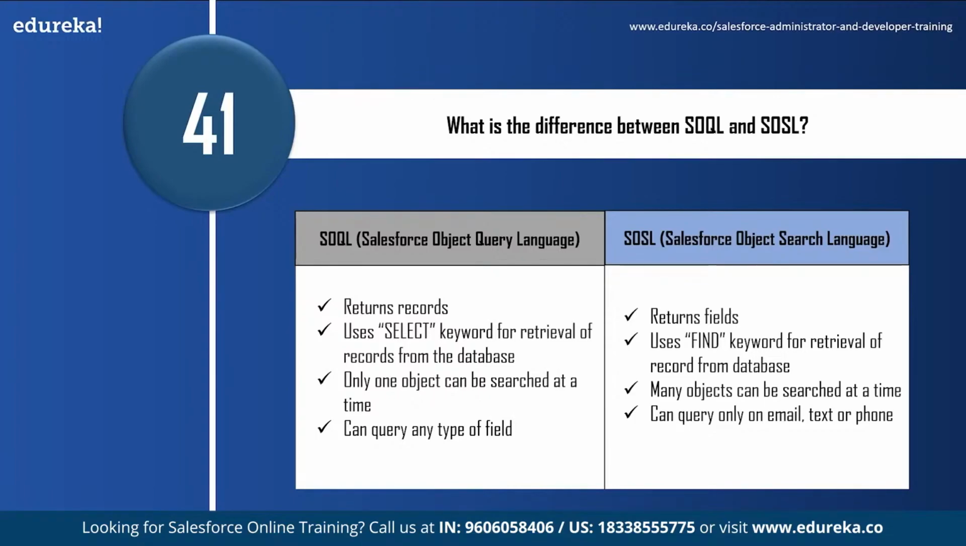Now, talking about some of the differences between them, the first difference is that SOQL returns records, while SOSL returns fields. Next, SOQL uses the select keyword for retrieval of records from the databases, whereas SOSL uses the find keyword. The third difference is that in SOQL, only one object can be searched at one time, whereas in SOSL, many objects can be searched at one time. Next, in SOQL, one can query any type of field, but in SOSL, one can query only email, text, or phone number. So these were some of the major differences between SOQL and SOSL.